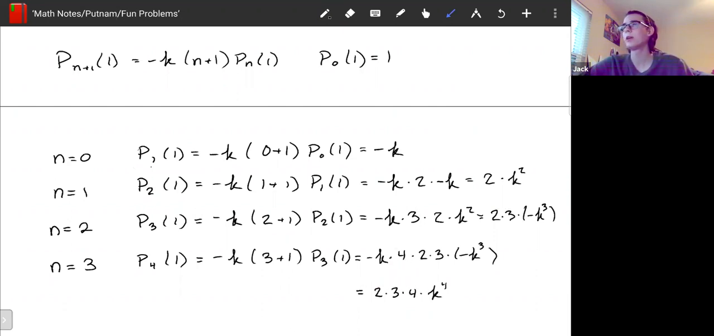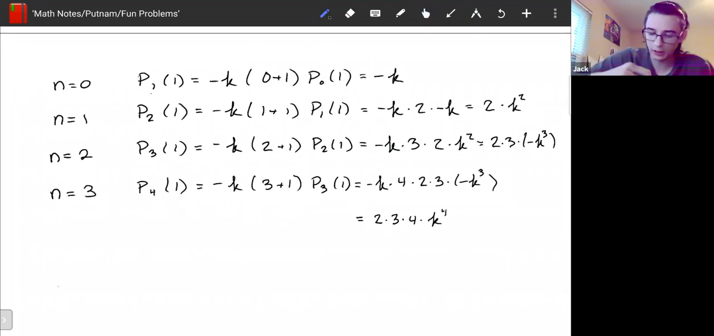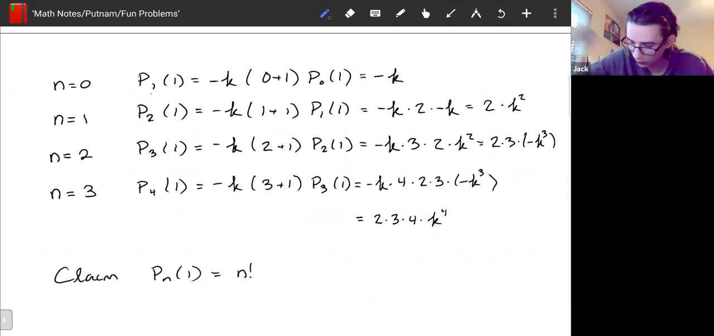So maybe the relation has some sort of factorial in it with these numbers here. And if we look at the k, we get k to the power negative k, then k squared, negative k cubed, and then k to the 4th. So we can sort of see a pattern happening right here. And we can claim that p sub n of 1 is going to be n factorial times negative k to the power of n, right?